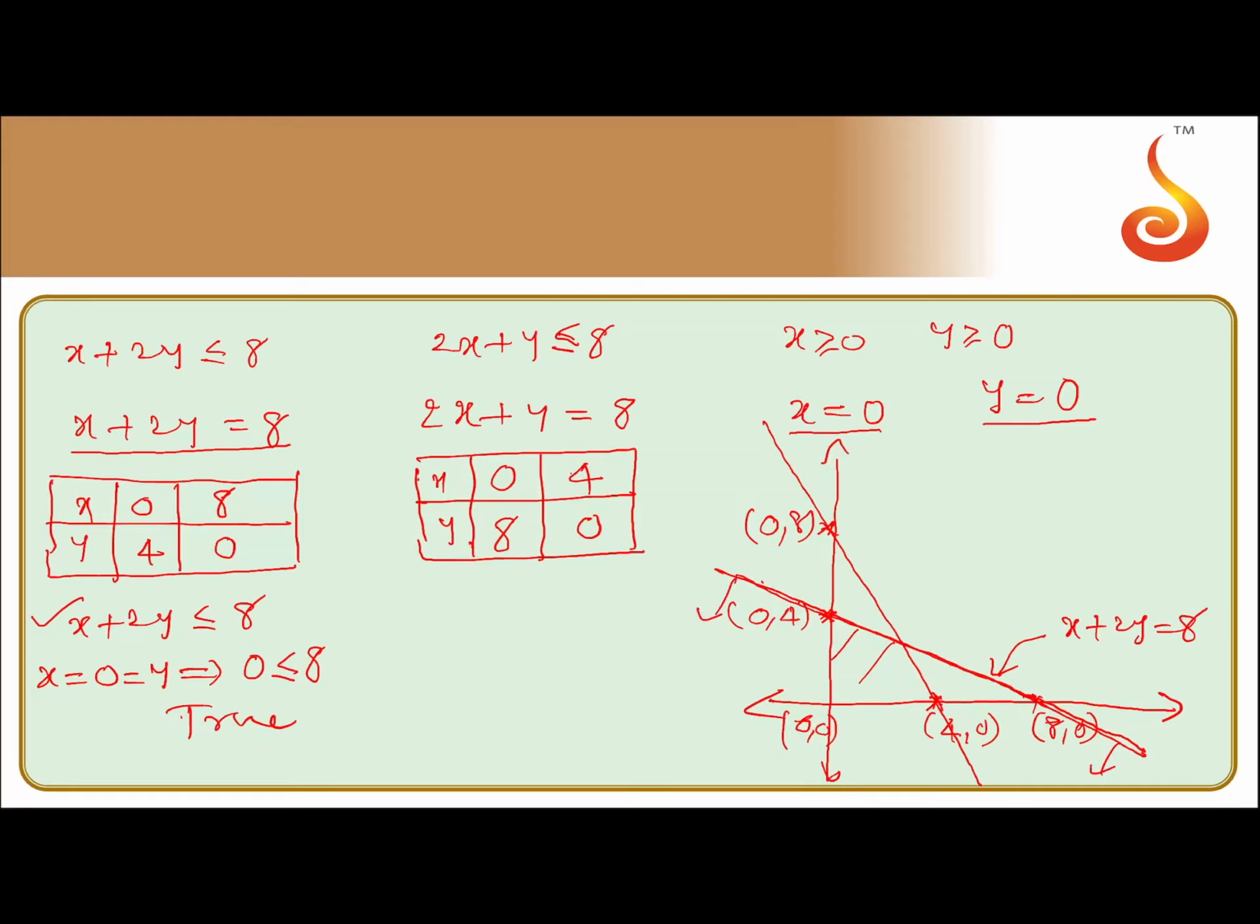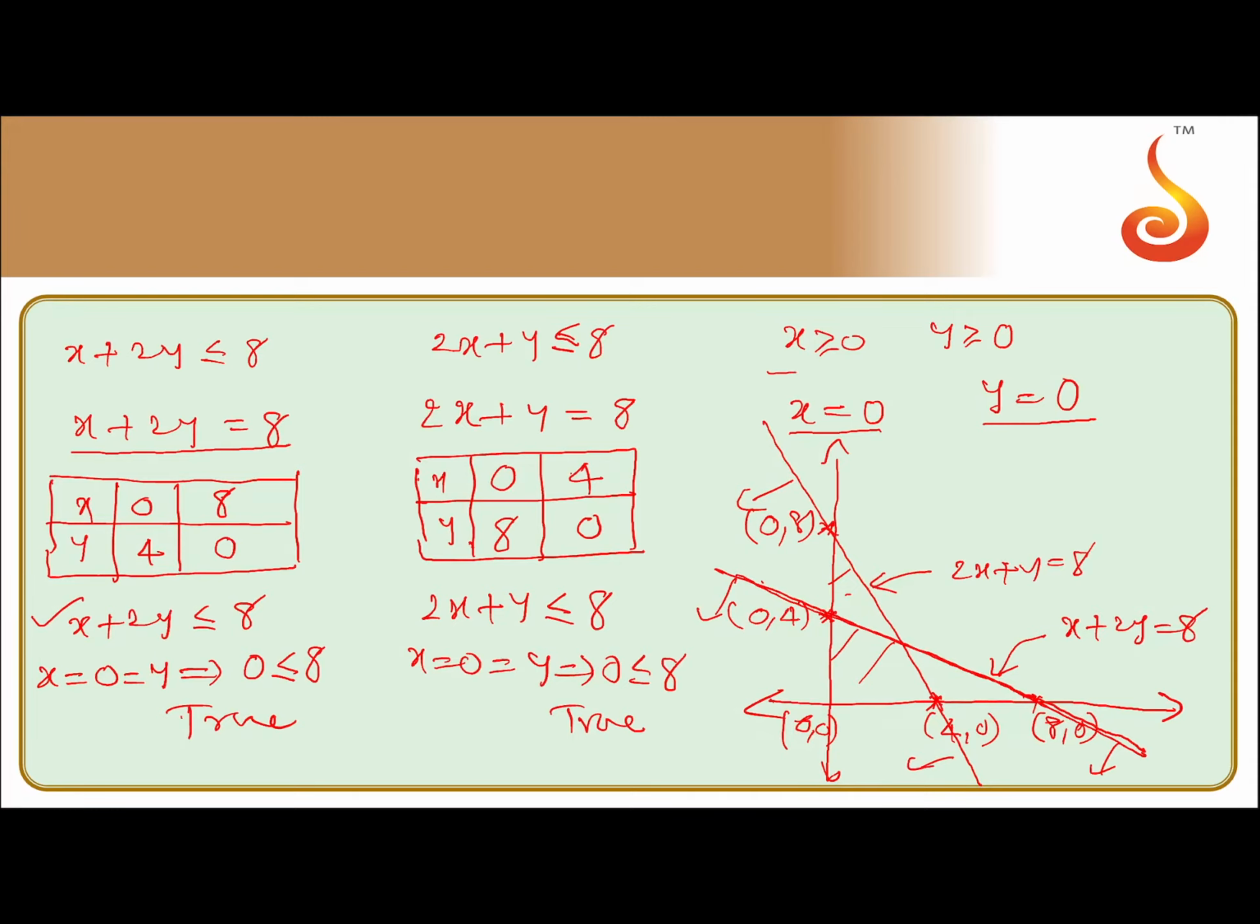And now consider 2x plus y equals 8. You are given 2x plus y less than or equal to 8. x equals 0, y equals 0 implies 0 less than or equal to 8 is true. And therefore, I have to consider the origin side of the second straight line, which is 2x plus y equals 8. I have to consider the shaded portion towards the origin.